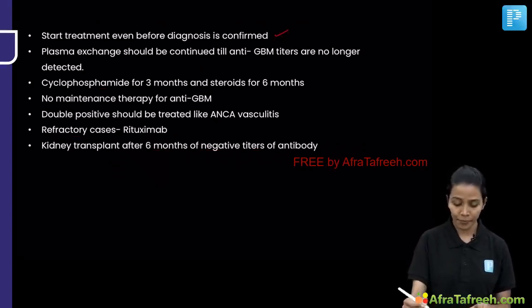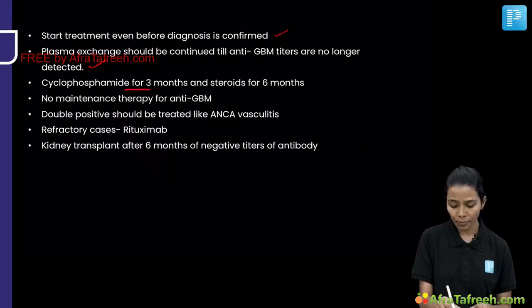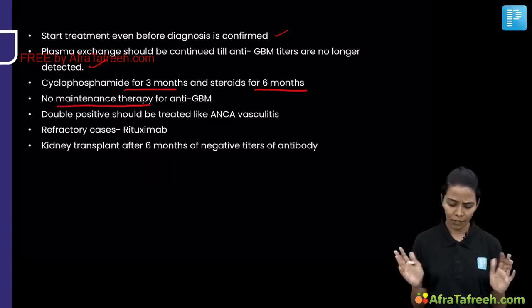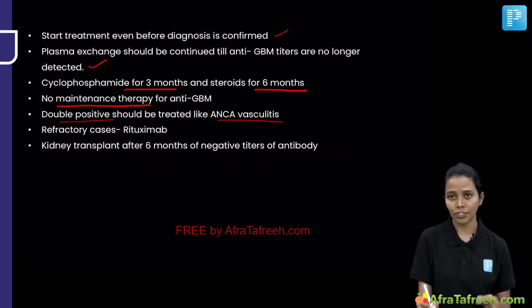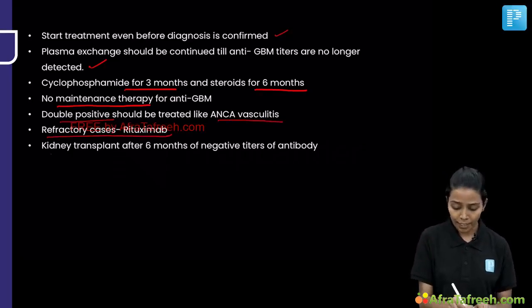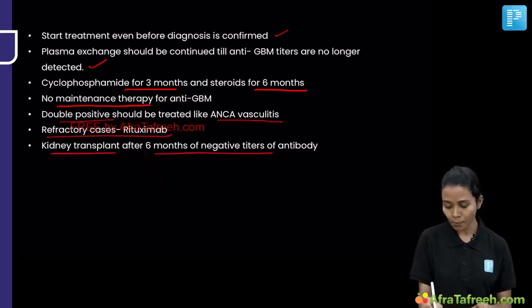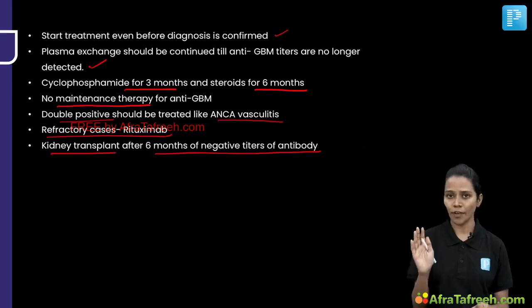We discussed this. Plasma exchange should be continued till all the anti-GBM antibody titers are negative. Cyclophosphamide can be given for 3 months and steroid for 6 months. No maintenance therapy is required like in SLE and vasculitis. Double positive disease should be treated like ANCA vasculitis. So all this is just a revision for you. In refractory cases, rituximab can be tried. Kidney transplant to be done after 6 months of negative titers of antibody.